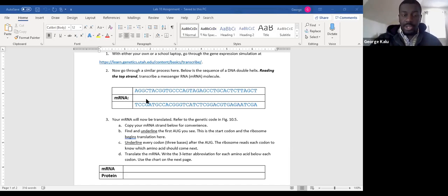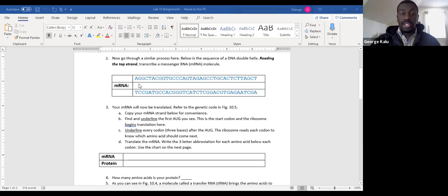Now, once you've formed your mRNA template, the next thing you're going to do is translate that mRNA. Whatever mRNA template you come up with here, you're going to copy that, drop it into this box over here where you have mRNA again. Then you're going to underline where you find the first AUG, because remember, the AUG is going to act as the start codon. That's where you're going to begin translation, regardless of whatever comes before that. So that's where translation begins.